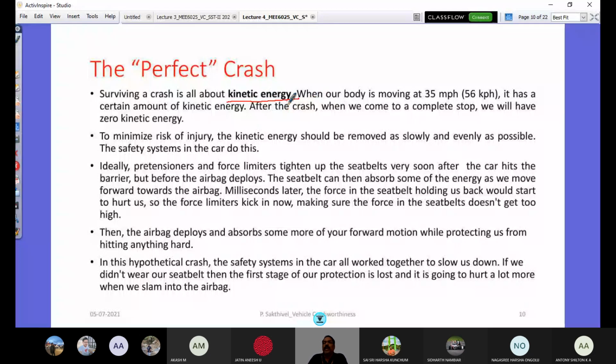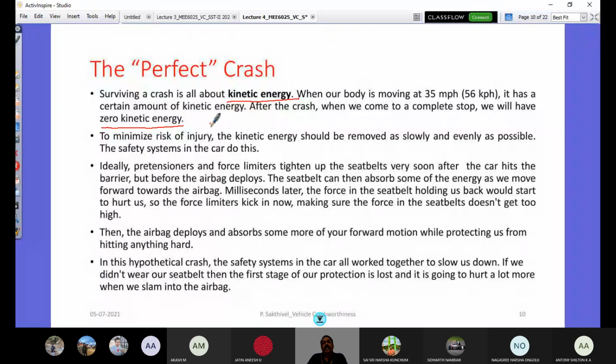When our body is moving at 35 miles per hour, it has a certain amount of kinetic energy. After the crash, when we come to a complete stop, we'll have zero kinetic energy. So at complete stop, there should not be any energy. If any energy is there, that would be experienced by the dummy inside. So the occupant kinematics become very severe.